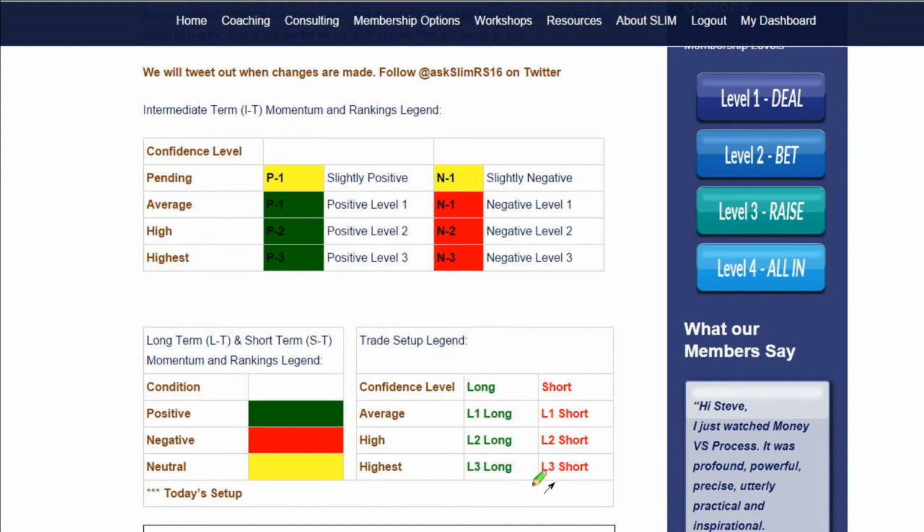We put in 3 different rankings of trade setups. Essentially average, which is a pretty good setup, but often counter trend. High would be where the cyclical patterns are suggestive that the move could be bigger, and it's a higher confidence level. And the highest says, man, there is something very severe likely to happen, so it would be a level 3 long or a level 3 short. That's how we put it up, and you can vary your trade setups or whether or not you want to take the trade based on that.